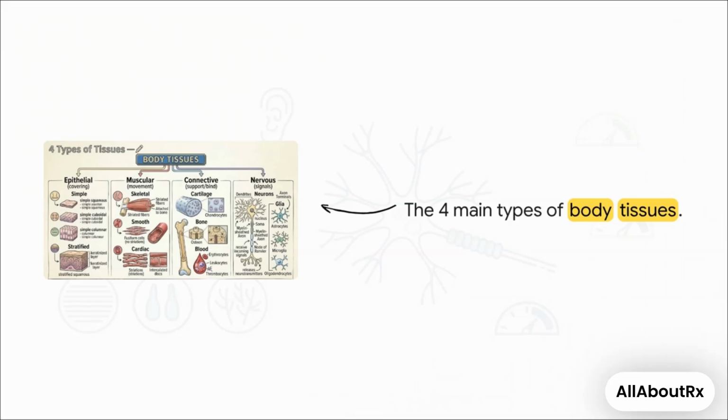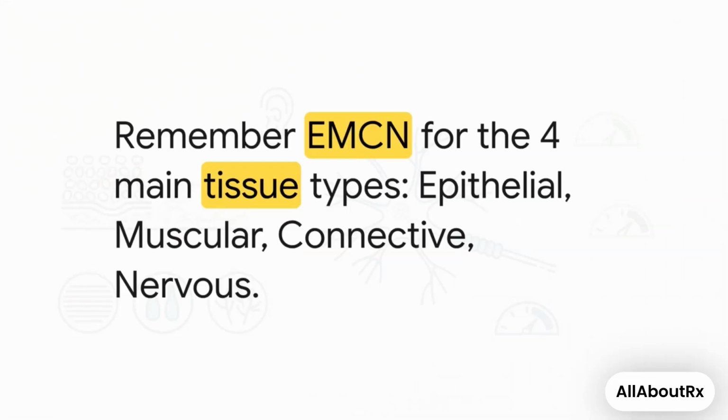That's the whole shebang. To really lock this overarching concept into your brain for exam day, we're going to rely on a super simple but powerful mnemonic, EMCN. E for epithelial, M for muscular, C for connective, and N for nervous. Seriously, if you can just remember EMCN, you already have the architectural blueprint of the human body memorized.